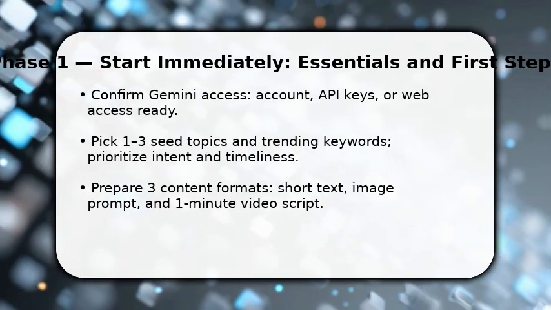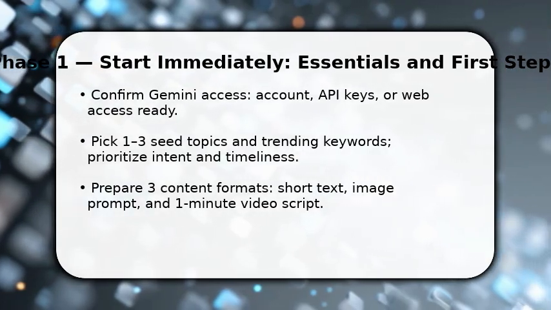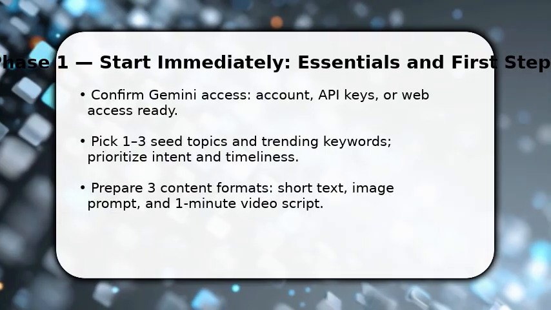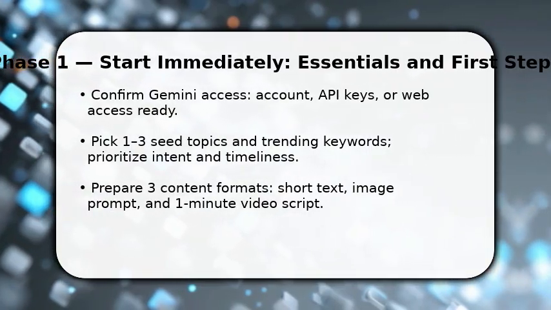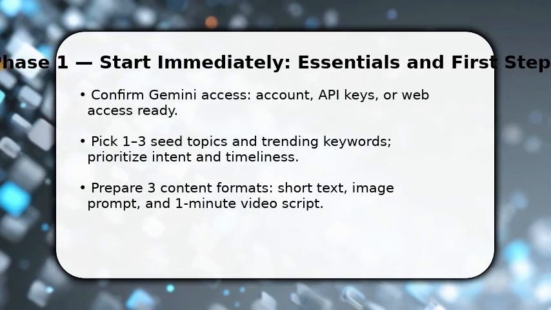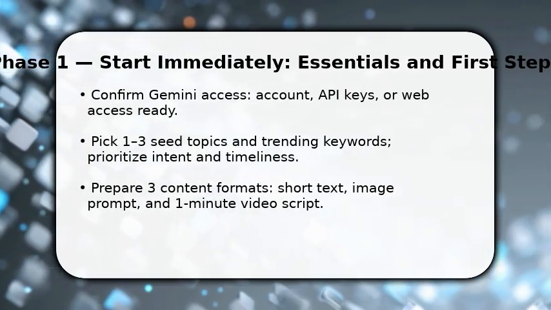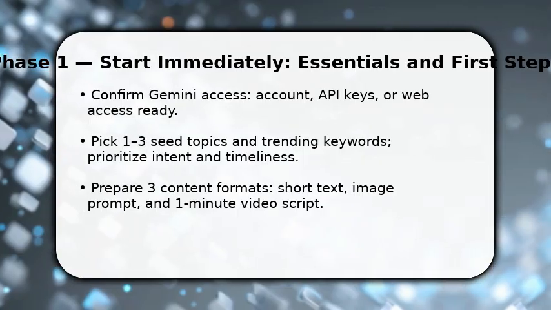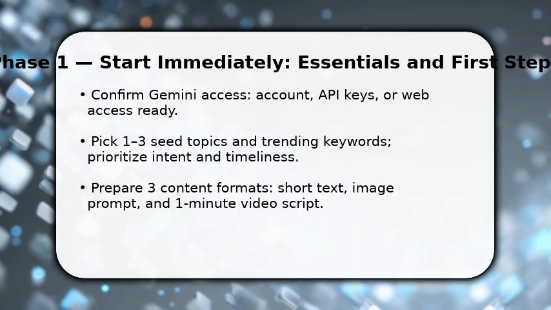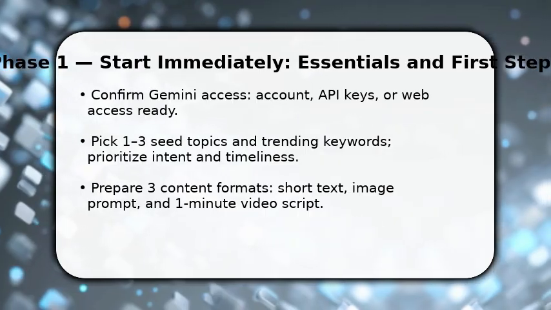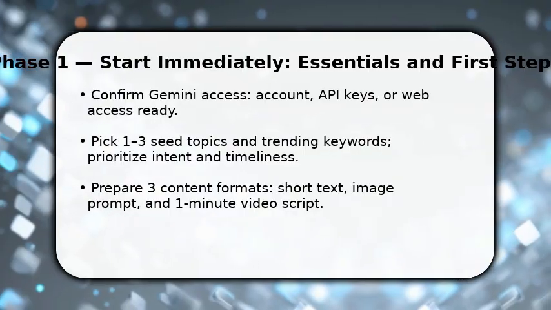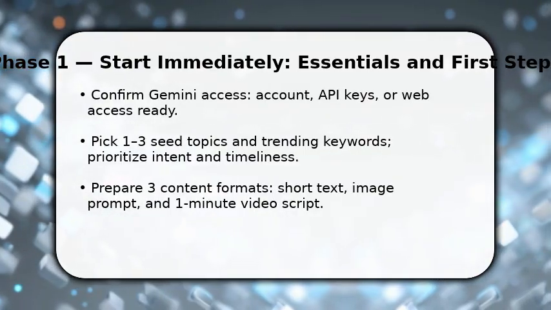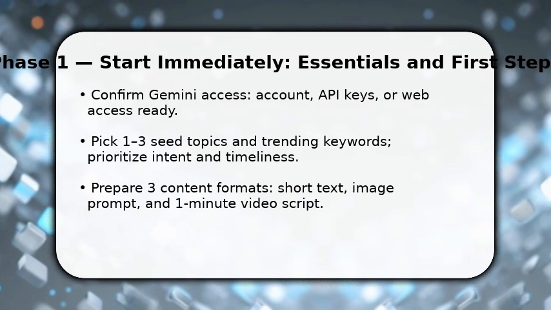Enjoy the video. You start by getting the essentials in place. Make sure your Gemini account or API keys are active and that you can test prompts immediately. Next, choose 1 to 3 seed topics that match current interest. This keeps relevance high. Once done, prepare 3 content formats: a short text post, an image prompt, and a 1-minute video script so you can publish across channels fast. This diversity triggers different recommendation paths and helps Gemini surface your content.